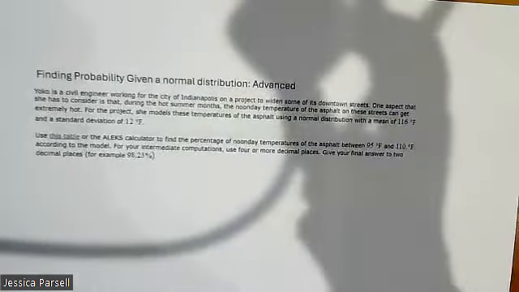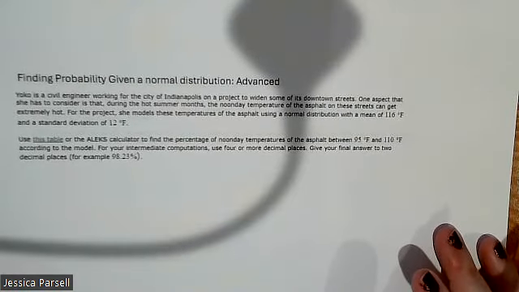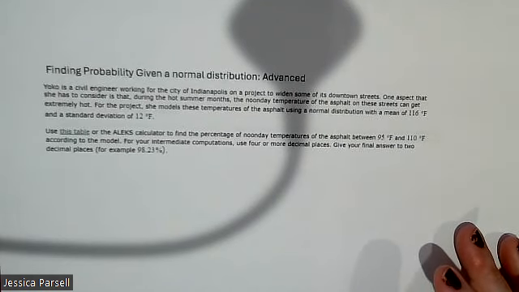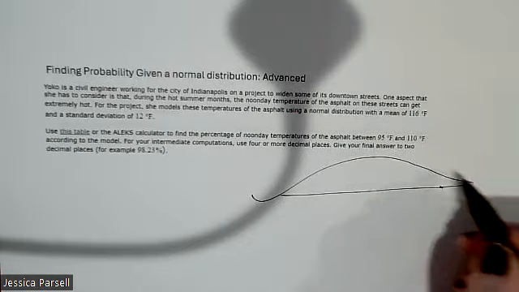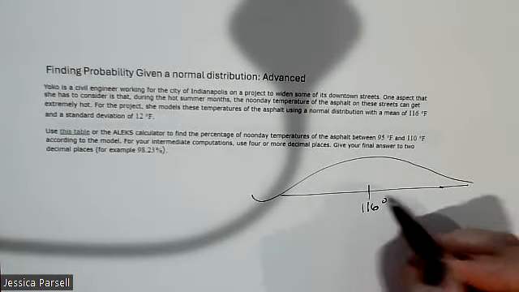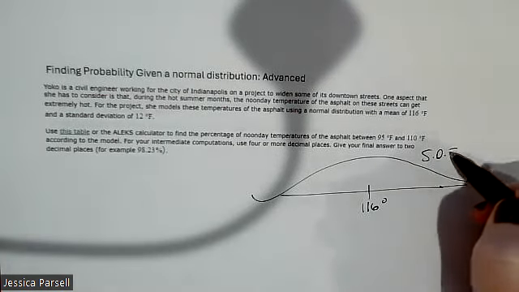Okay, Yoko is a civil engineer working for the city of Indianapolis on a project to widen some of its downtown streets. One aspect she has to consider is that during the hot summer months, the noonday temperature of the asphalt on these streets can get extremely hot. For the project, she models these temperatures of the asphalt using a normal distribution with a mean temperature of 116 degrees, give or take a standard deviation of 12 degrees.